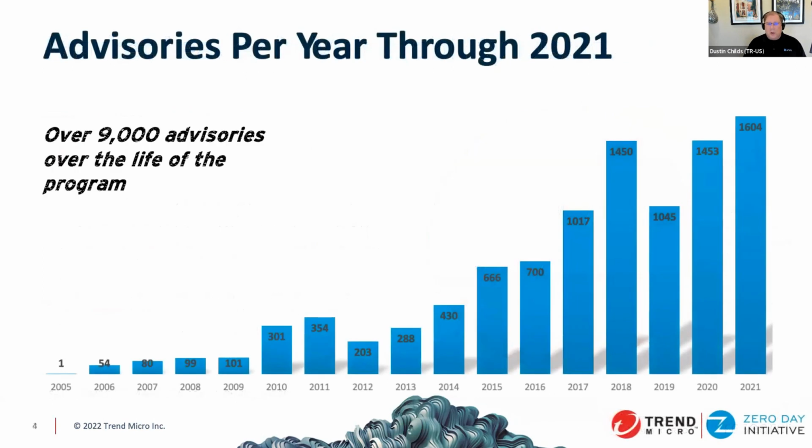And what does 2021 look like? Well, we had even more disclosures in our busiest year ever. We've been doing this since 2005, and you can see in 2005, we had a whopping one bug that we purchased. Last year, we had 1,604 published advisories. Only 8% of those ended up as 0-days, meaning we disclosed without a vendor patch. The rest ended up as security patches.